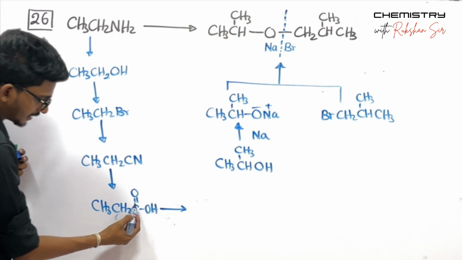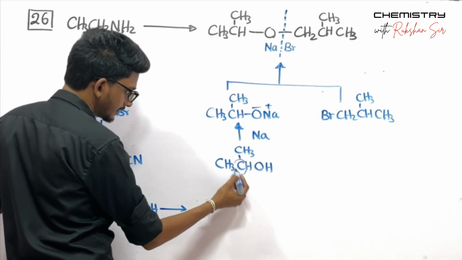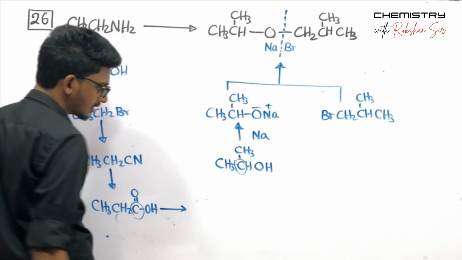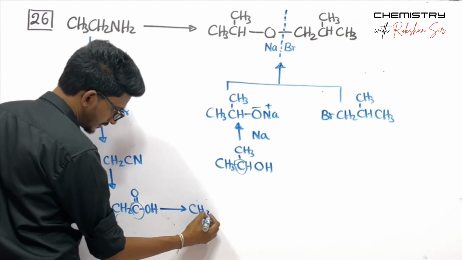Still our functionality is at the corner carbon. We need the functionality at the center carbon here. We look at center carbon functionality. We can have HBr or H2SO4 to use.